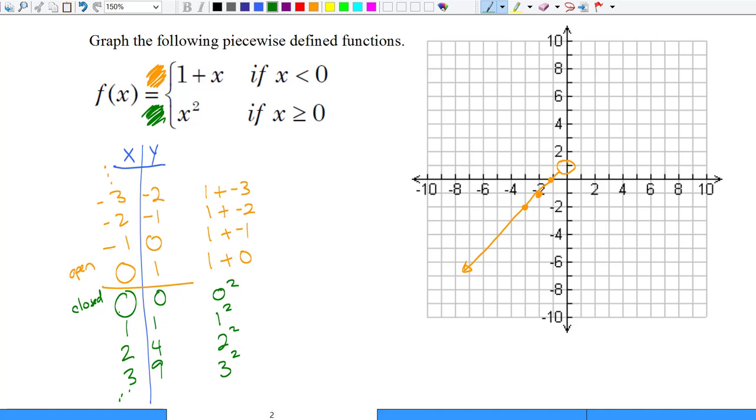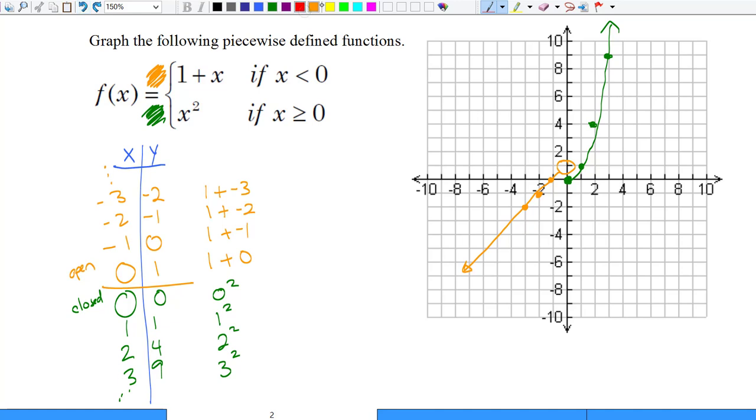For the green part, I have 0 comma 0. That's a closed circle. 1 comma 1, 2 comma 4, and 3 comma 9. And that's like a parabola, but someone got his arm cut off. Okay, so if you finished it, it would look like a parabola, but we're only doing the piece that we're allowed to do. So we're only doing the right hand piece of the parabola because we're only allowed to have x's that are greater than or equal to 0 for this problem. And that is how we finish the problem.